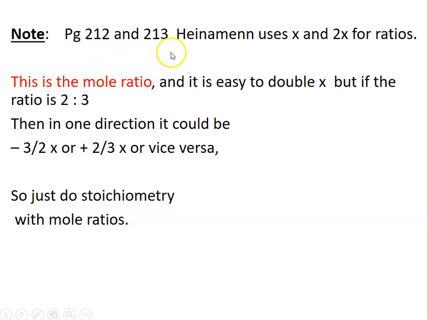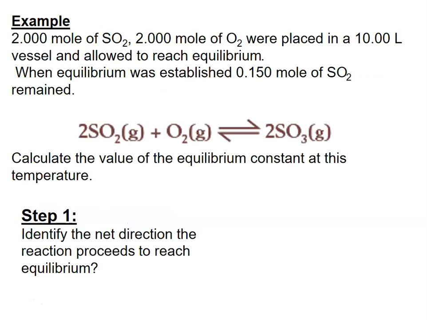This is on page 212 and 213. Heinemann's using X and 2X, which is fine if you've only got a 1 to 2 mole ratio. But if you've got other mole ratios, then you really need to be able to do it with stoichiometry, mole ratios, which we do. So we'll do this one with mole ratios.